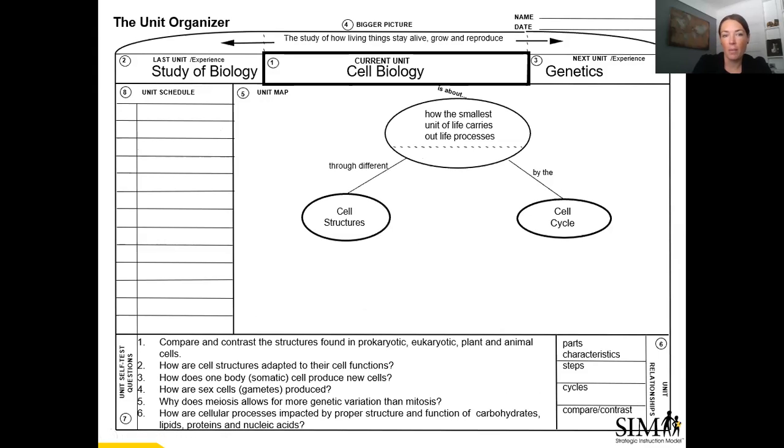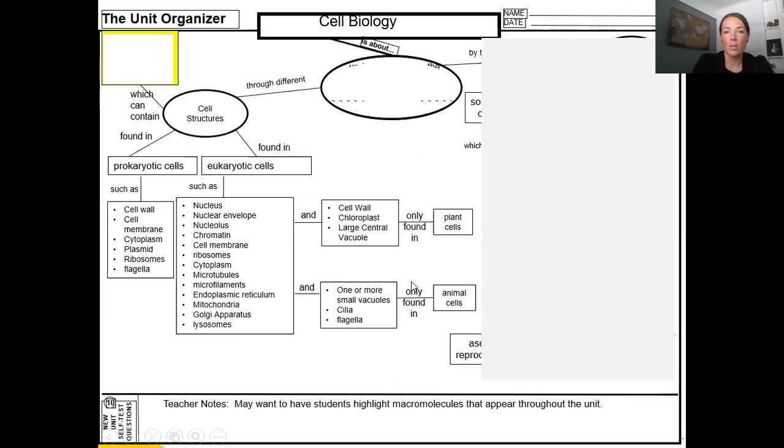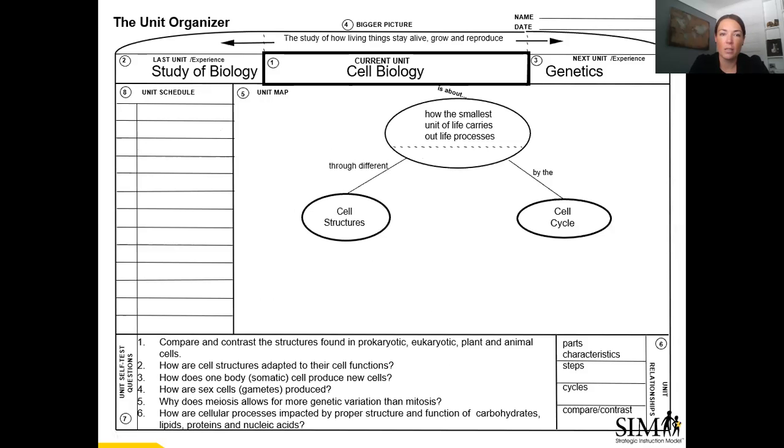From there, my next step is then to create my unit test questions. So from here, if I look at just this chunk, a really great question I might ask the kids is to be able to compare and contrast the structures found in prokaryotic, eukaryotic, plant, and animal cells, very similar to the standard.